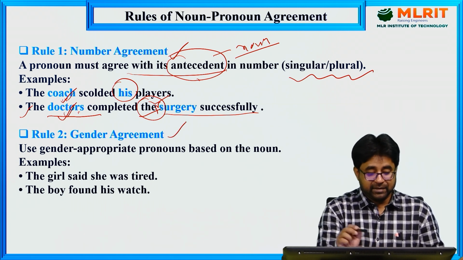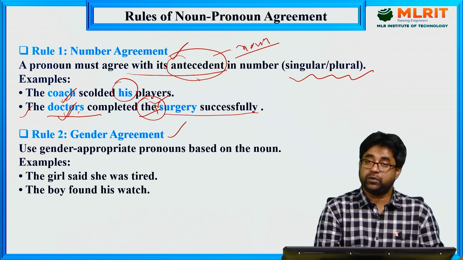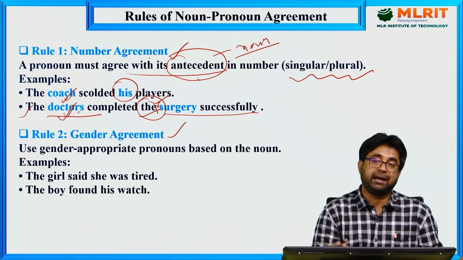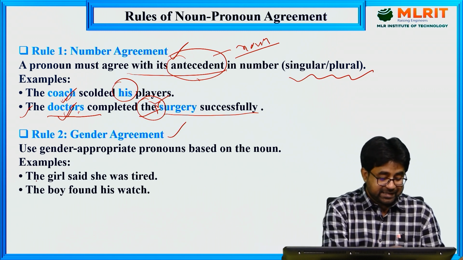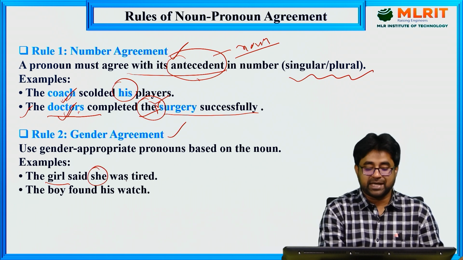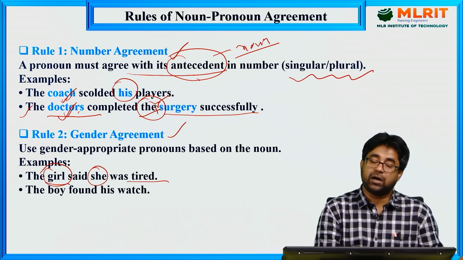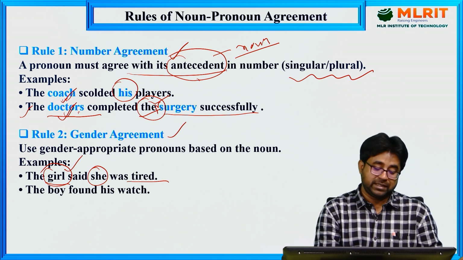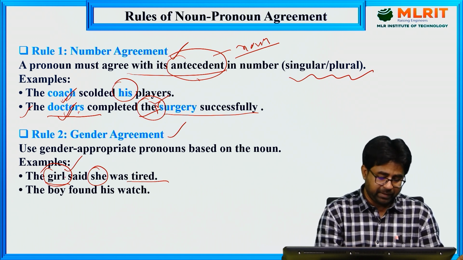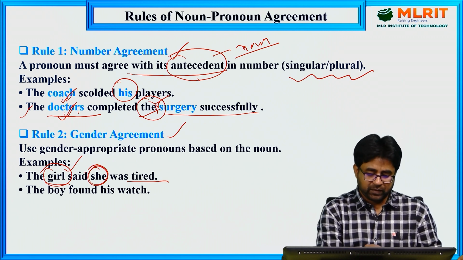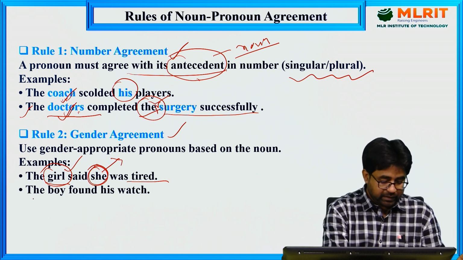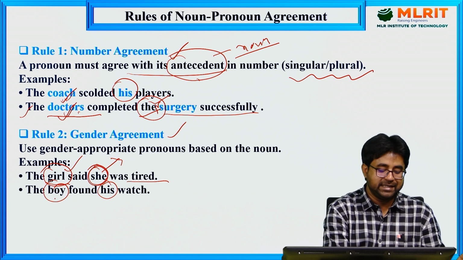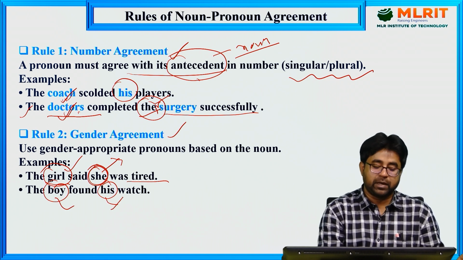Similarly, let's see the gender agreement. Rule number 2. The first rule is about number agreement. The second rule is regarding gender agreement. Now, you can see the example. I'll directly go to the example. The girl said she was tired. Now you can see, what is the noun? Girl. Now, what is the gender of this particular noun? You can see it's female, right? So here, the pronoun also is female. The boy found his watch. Now, boy is here male, and that's why the pronoun also is male.